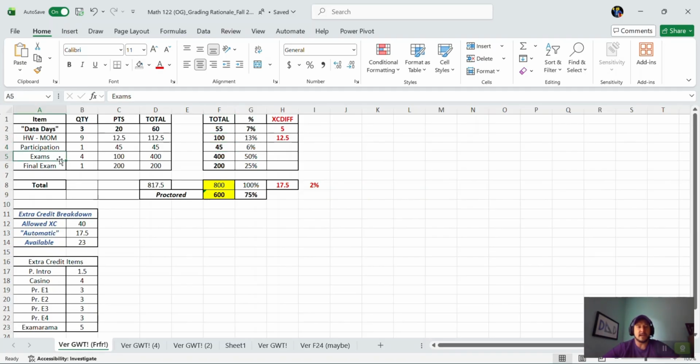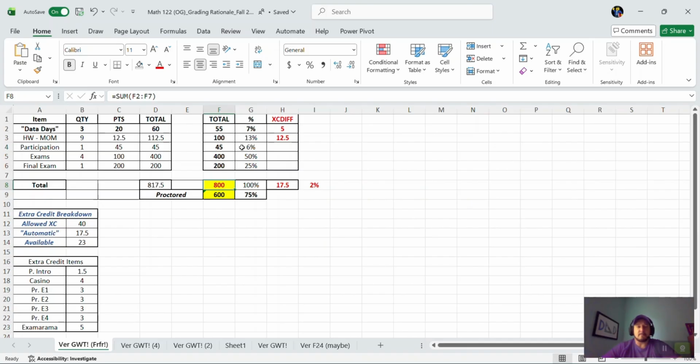Then we have the exams, which I'm going to be giving 4 unit exams, so 4 times 100 is 400. All right, and I'm not capping any points on that. And I'm going to have one final exam counting 200 points, and I'm not capping on that. Okay, no cap. So over here, you'll see the individual contribution percentages towards the final grade. Now, if you add all this up together, you're going to get 800.